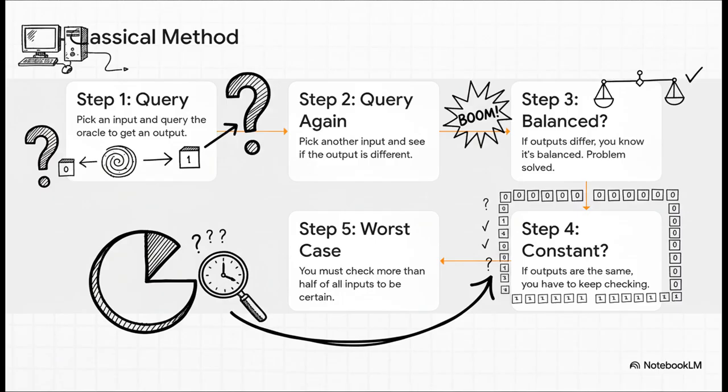Easy. But what happens if it gets a 0 again? And on the next try, another 0. You see the problem? You can never be 100% sure it's constant. You just have to keep checking, hoping you'll eventually see a different number.